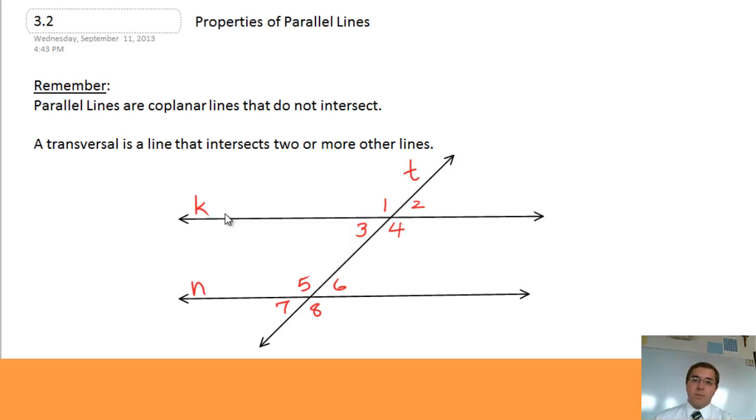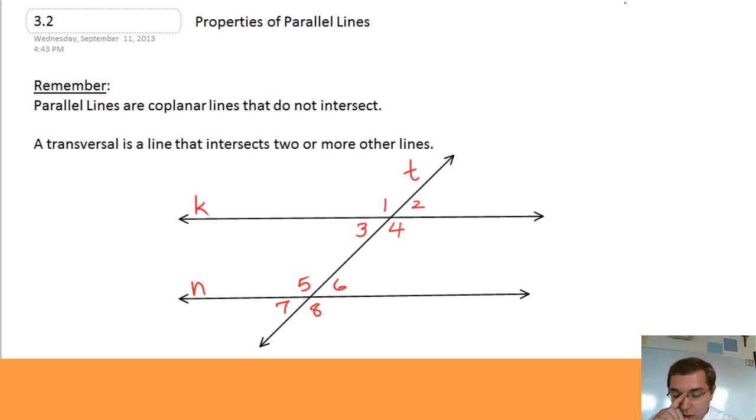This is the video for section 3.2 on the properties of parallel lines. So remember, parallel lines are coplanar lines, they have to lie in the same plane, that do not intersect. And a transversal is a line that intersects two or more other lines. So in the picture I've drawn here, line K and line N are parallel, and line T is the transversal because it intersects both of those lines. It cuts through them. A transversal is a line that cuts through two or more lines.